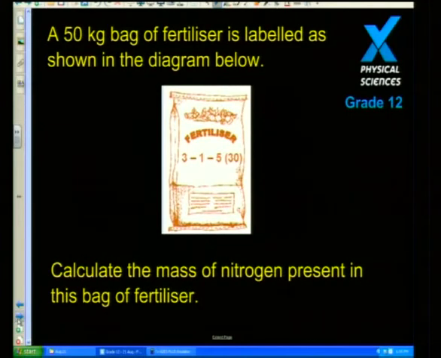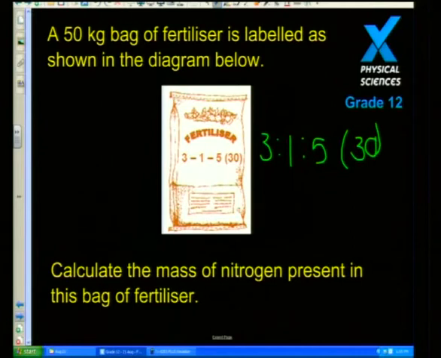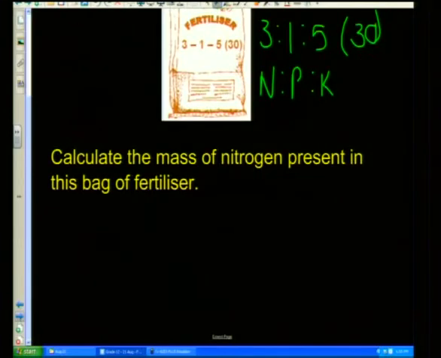Here it says, we have a 50 kilogram bag of fertilizer, labeled as shown in the diagram. I'm not sure if you can actually see, but the label says 3, 2, 1, 2, 5, and in brackets it says 30. So that's NPK. 30% of the bag is made up of those three things, and it says calculate the mass of the nitrogen present in this bag of fertilizer.